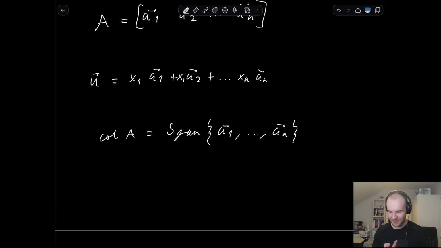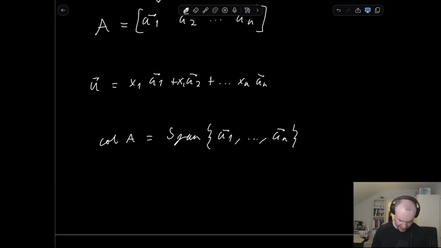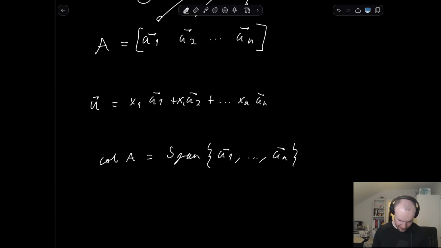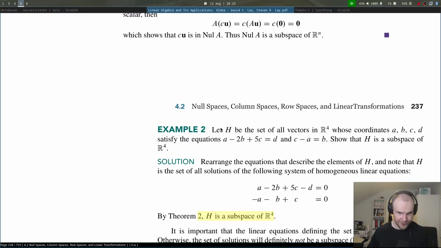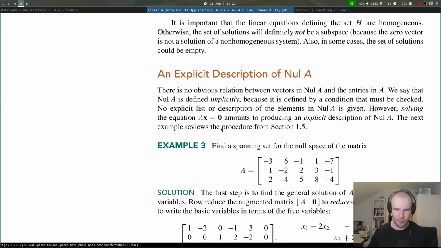And as we said earlier, the span is a subspace. So that's the new theorem, that the span here is a subspace, because we know that the span of any vectors is a subspace. We already stated that earlier. So that's theorem 3. That's pretty simple. Okay, let's go to example 4.